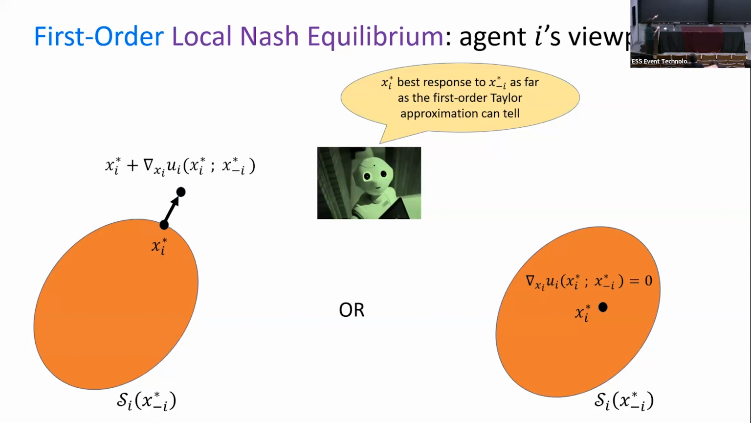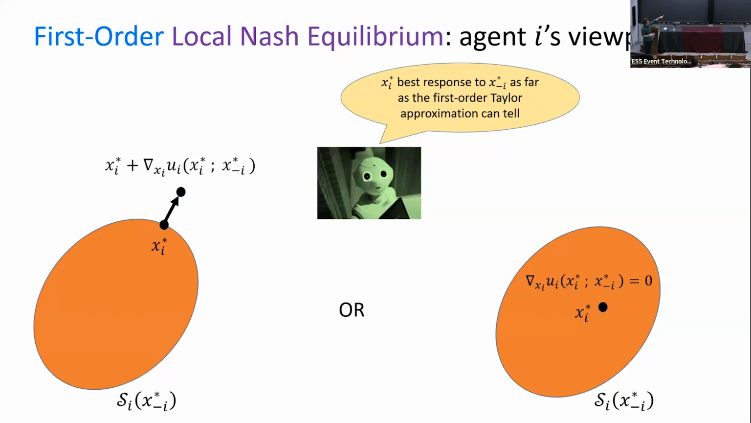By script I, x star minus I — by the way, I hope you are familiar with this minus I notation. Minus I means the strategies of everybody but I. It's a very useful one in game theory. So these are the strategies of everybody but player I. These strategies impose some constraints on player I. These are the constraints. For xi star to be a first order best response to what the other guys are doing, one of the two scenarios had better be true.